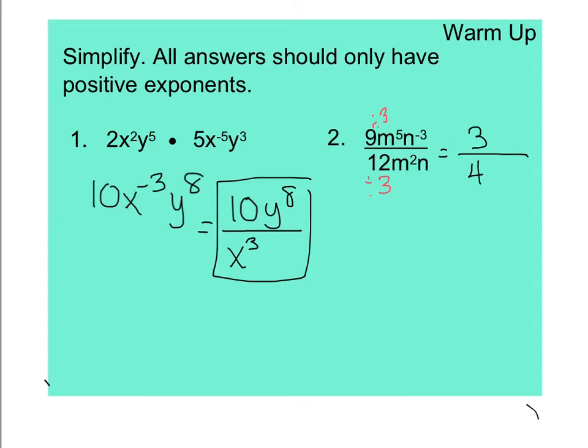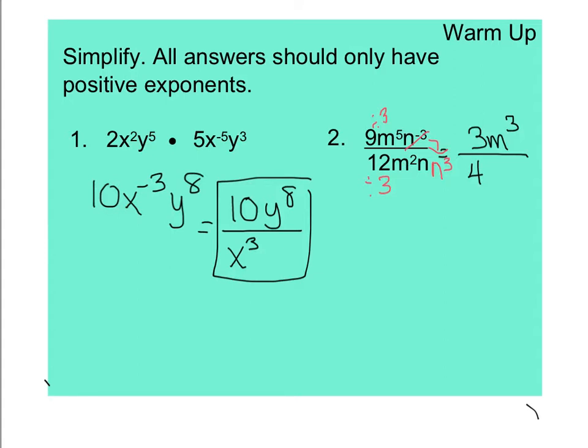Now the next thing I look at are my m's. They're same bases. Where do I have more m's? There's more on top. So that's where they're going to land, and there's 3 more on top, so m to the 3rd. Now my n's, I have a negative exponent for an n. I'm not allowed to have that, which means this n to the negative 3 is actually going to go to the bottom and become n cubed.